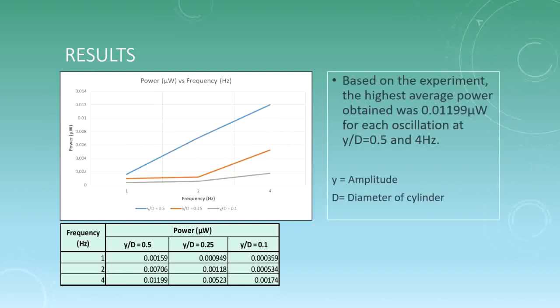Based on the experiment, the highest average power obtained was 0.01199 microwatts for each oscillation at y/d value of 0.5 and 4 Hz of frequency.